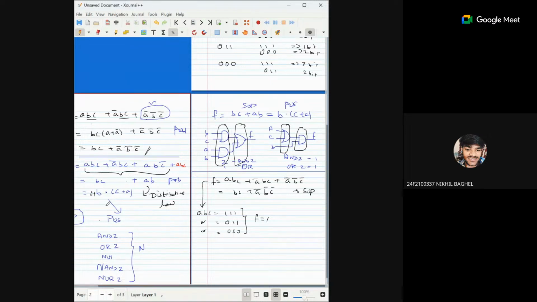Sir, SOP and POS are complements of each other, is it true or not? No, not at all. If you take min term and max term, those are complements of each other. But the conjunction of all, the group set of all the max terms, is exactly equal to the corresponding min terms. That's why I told you.